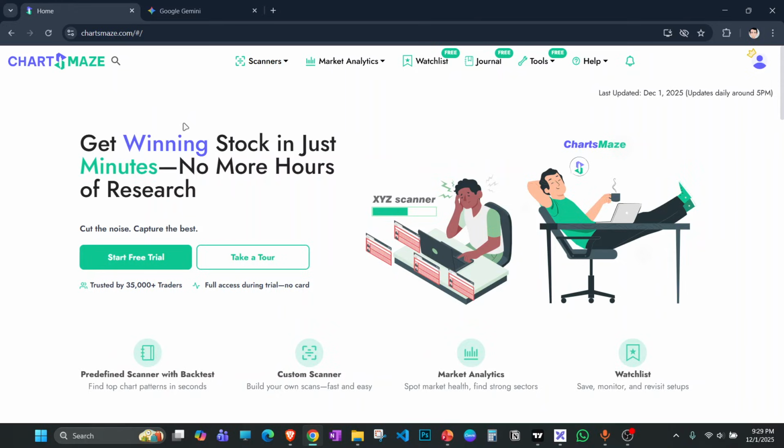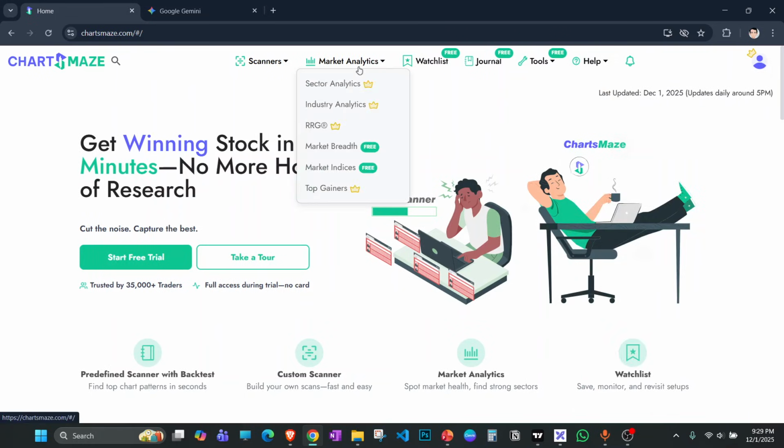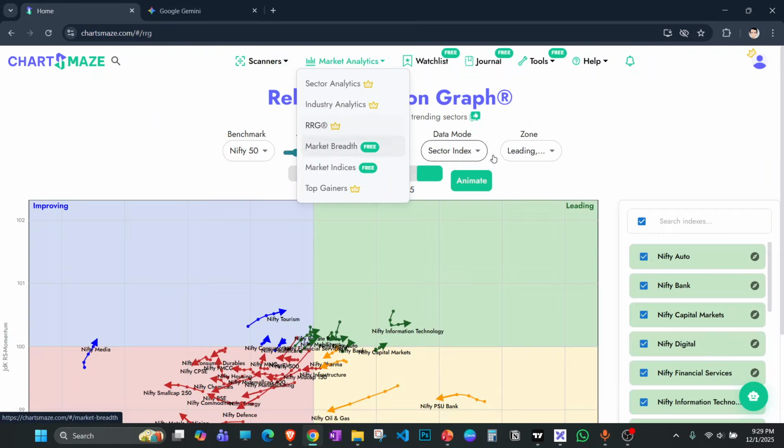I use this platform a lot on my own, and it's a really nice platform, really easy to use, and they have multiple tools, right? So that's why I'll be using the chart maze. In the chart maze, you have to get the membership to use this RRG chart because it's a premium feature. You can go to market analytics and then to the RRG charts.